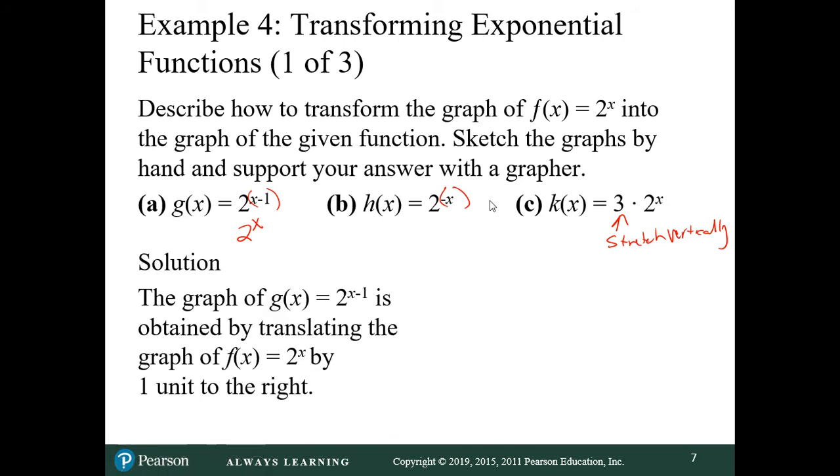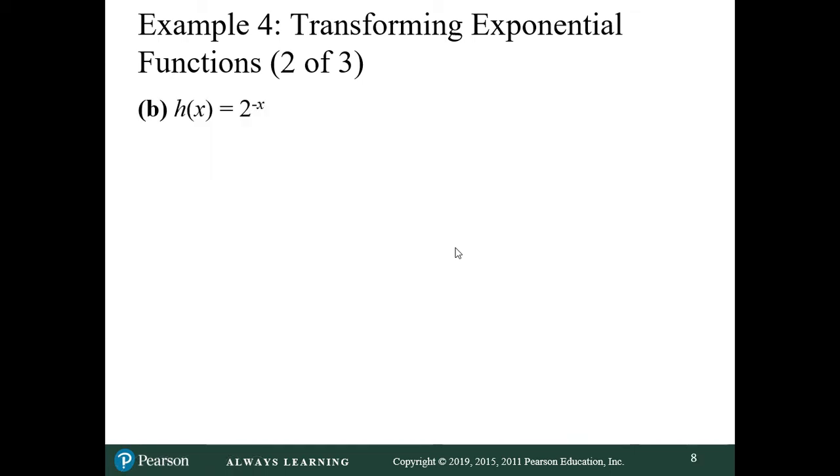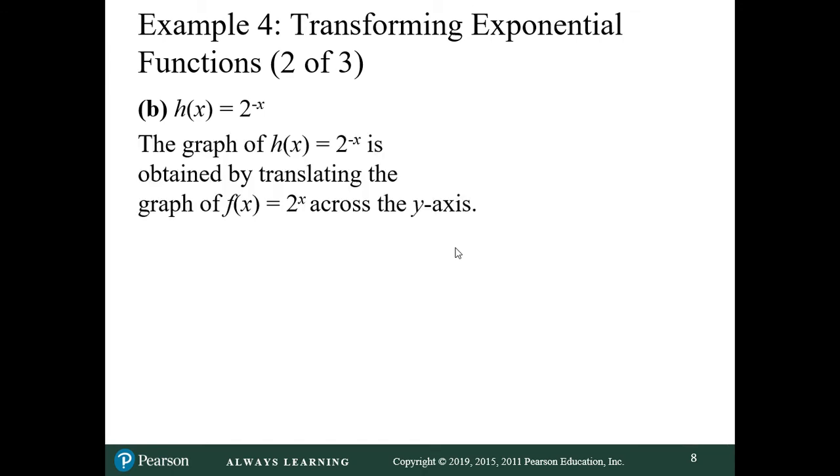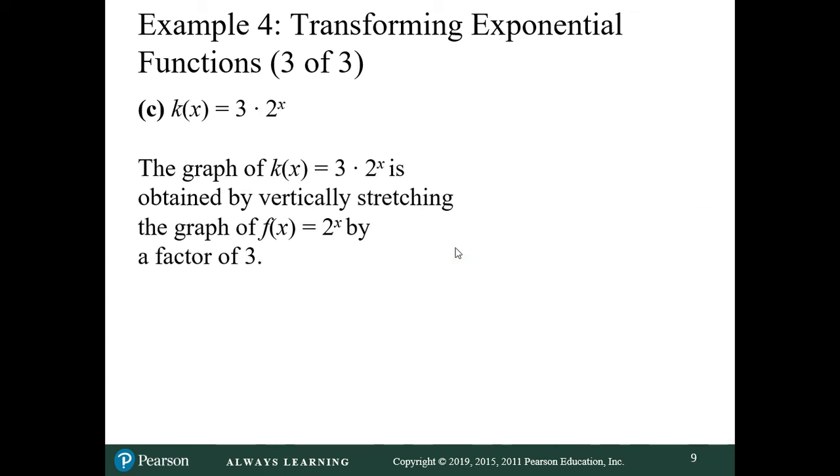So if we look at the solution of g of x equals 2 to the x minus 1, we take 2 to the x and move it 1 to the right. That's what the graph will look like. If we take 2 to the negative x, we're going to translate across the y-axis. So 2 to the negative x, instead of being a growth function like 2 to the x is, is a decay function.